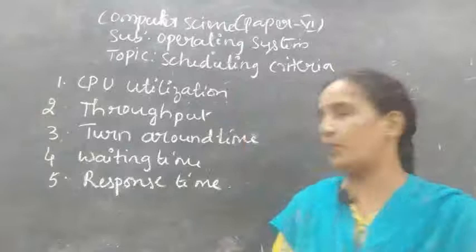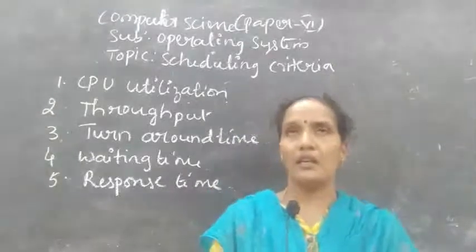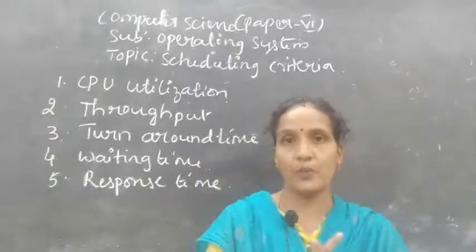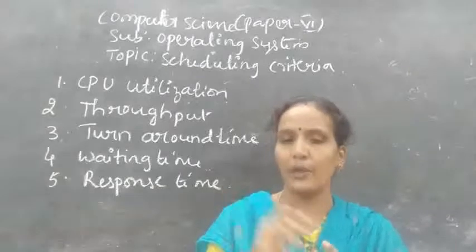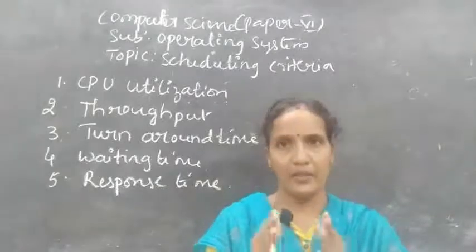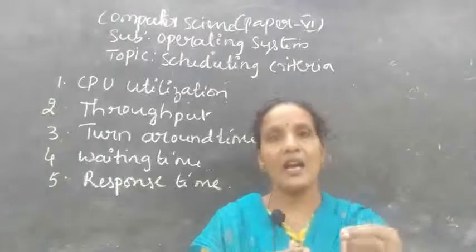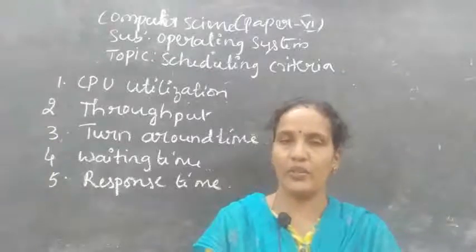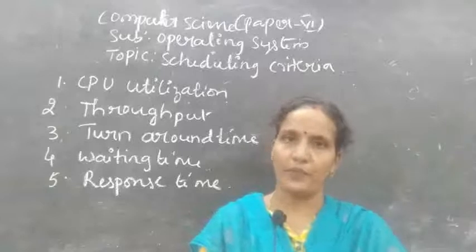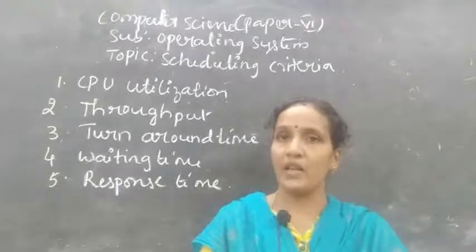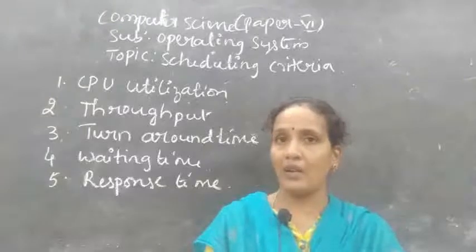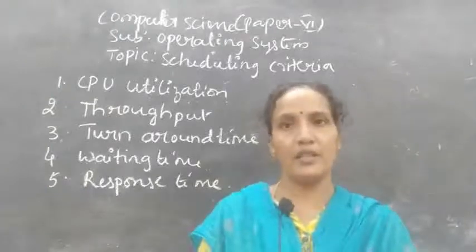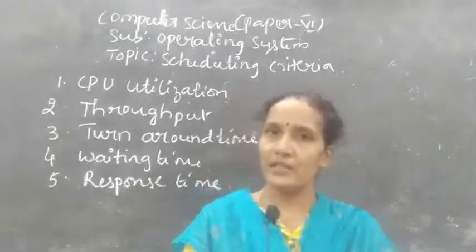The second one is throughput. Throughput is a measure of the CPU work. Underline this point: it is a measure of the CPU work, meaning in a given time, how many processes are executed. That is the throughput. This is the second criterion. Whatever algorithm you select, how many processes it executes in 5 minutes or in 2 minutes is the throughput of that algorithm.